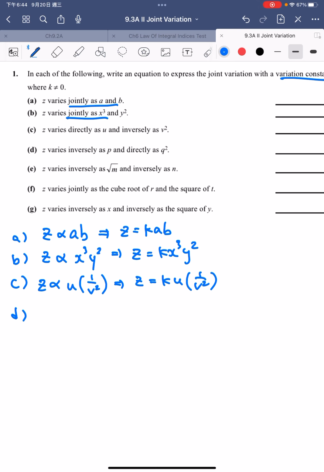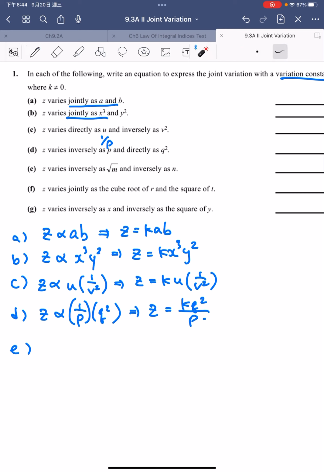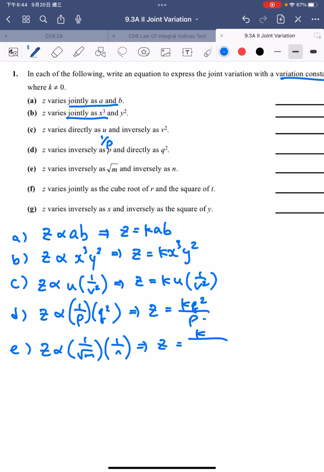For part D, we have inversely as p, directly as q squared. For this one, it changes to 1 over p. Then we have z is proportional to 1 over p times q squared. And we change the sign to get z is equal to kq squared over p. For part E, we have both of them inversely, so we change all of them to their reciprocal to get z is proportional to 1 over square root m times 1 over n, which means z is equal to k divided by square root m times n.